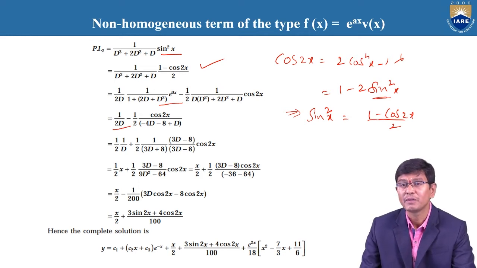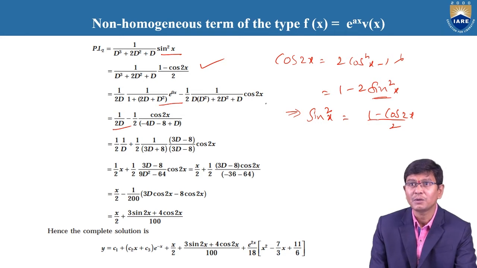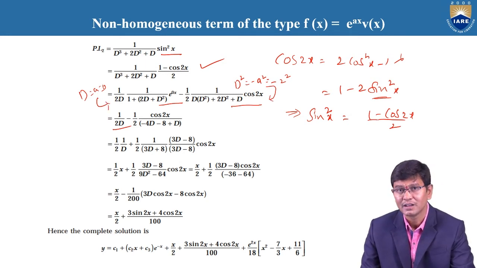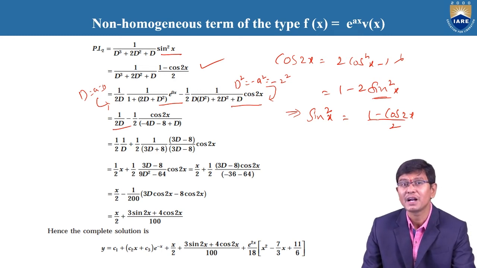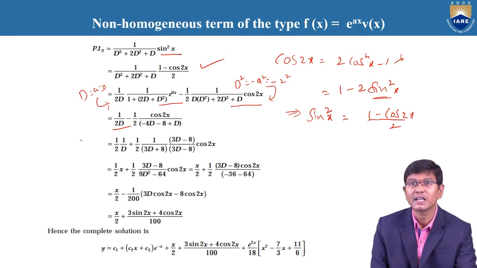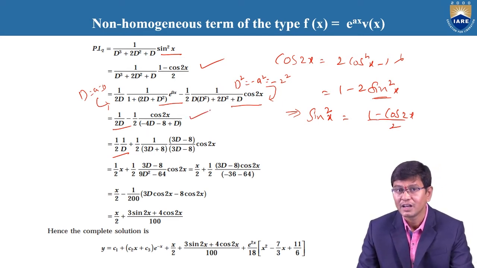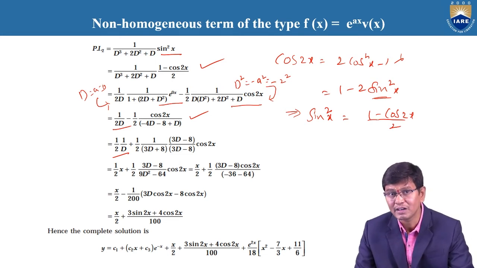Therefore, 1 by 2D minus 1 by 2 into, in this part we need to replace D square with minus a square. Therefore it is nothing but minus 2 square, so it is minus 2 square minus 4, and here in this part D is equal to a is equal to 0. Therefore in this part, these are the two cases which occur. After the simplification, the first part is 1 by 2D as it is, minus 1 by 2 into cos 2x by the denominator, minus 4D minus 8 plus D. Once again simplifying, the first part is clearly 1 by 2D plus 1 by 2 into, but in the second part the denominator has eliminated D square, but it is once again involved in terms of D.